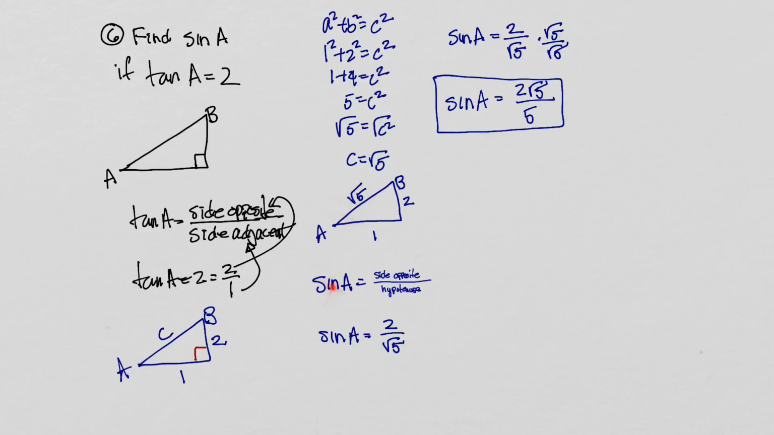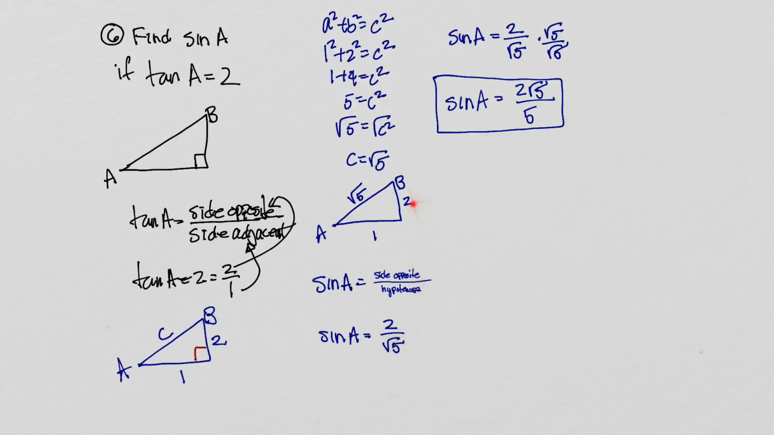Now, here's what the sine is. The sine is the side opposite, here's our triangle, the side opposite over the hypotenuse. So we're going to get 2 over the square root of 5. But now, what we have here is a radical in the denominator, and that's not really simplified form. So for simplified form, we're going to get the radical out of the denominator. We're going to rationalize the denominator.